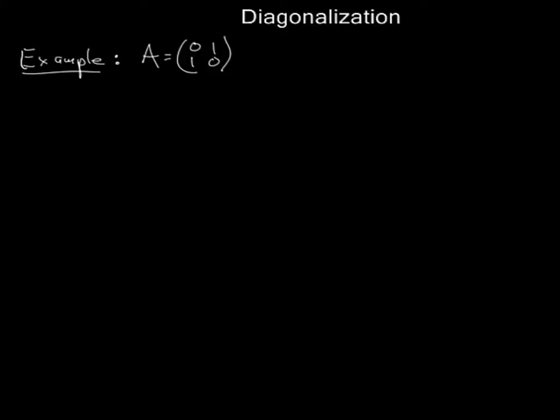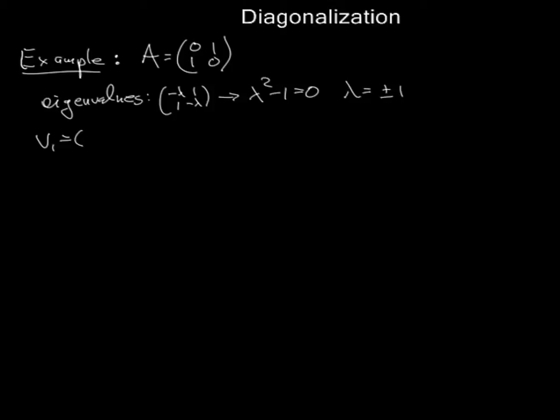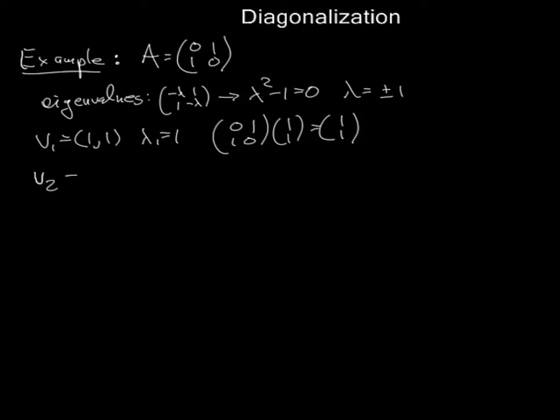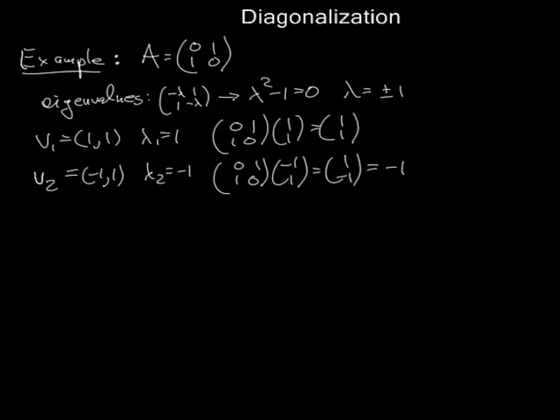All right, time for an example. Take this 2 by 2 matrix with ones on the off diagonal. What are its eigenvalues? Well, you compute the determinant of this matrix and you get lambda squared minus 1. So it has eigenvalues plus or minus 1. And it's easy to see, you do a little calculation, that the vector 1, 1 is the 1 eigenvector, and the vector minus 1, 1 is a minus 1 eigenvector. Okay, I just confirmed that with this little calculation.